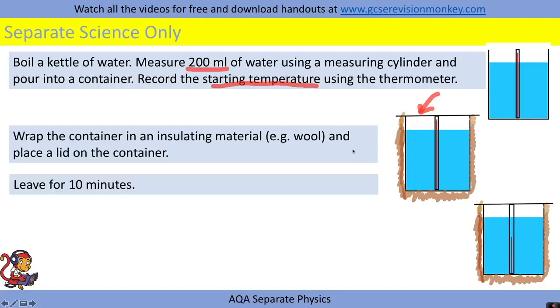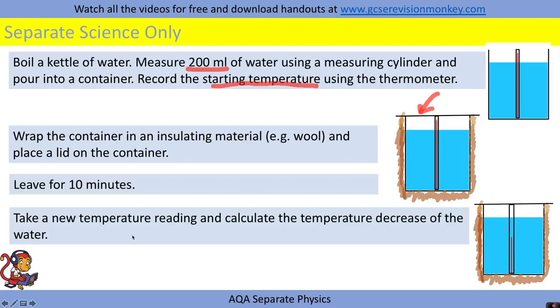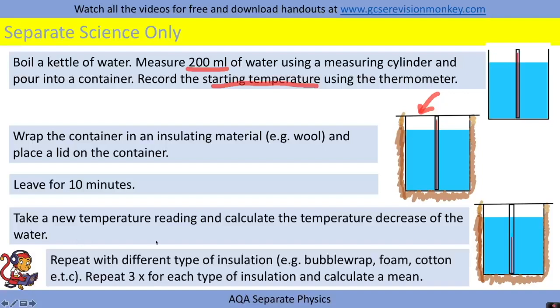We'd leave it for a set amount of time, for example 10 minutes, and then we'd take a new temperature reading and calculate the temperature decrease of the water. The most effective insulator will be the one that has the smallest temperature decrease. We then repeat it with different types of insulation, for example bubble wrap, foam, cotton, etc. And we repeat it 3 times for each type of insulation that we're using and calculate a mean temperature decrease.